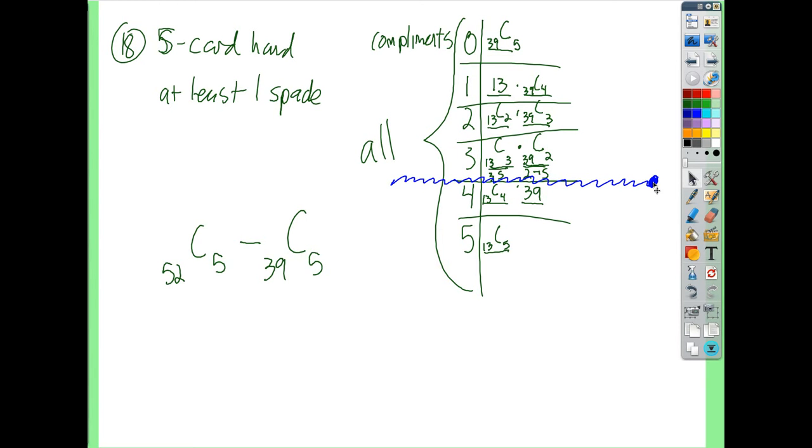But you want to be thinking about that. If it seems like there's a lot of calculations involved, maybe you should look at the complement, and that applies to probabilities too. And say, what's the probability of getting a hand with at least 1 spade? Well, let's calculate the probability that you'll get no spades, and just take it away from 100%.